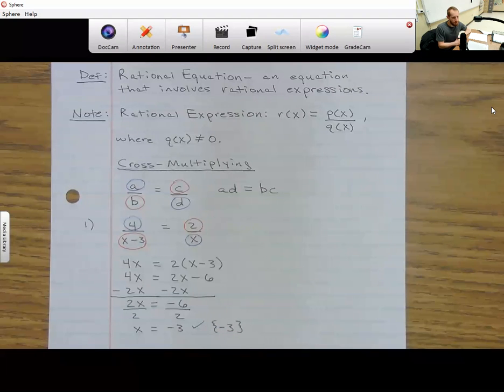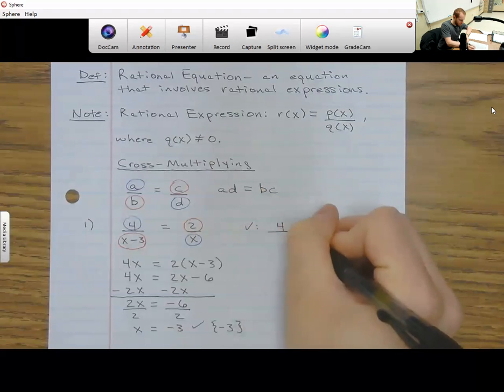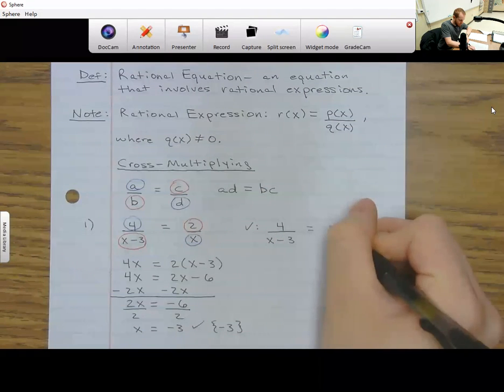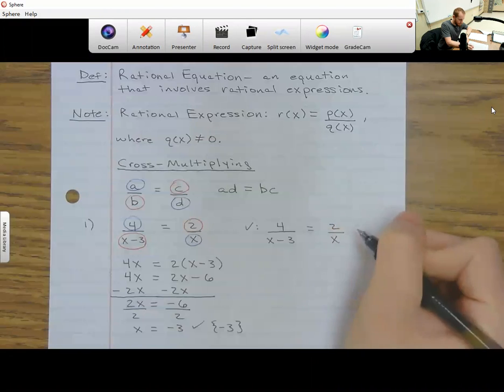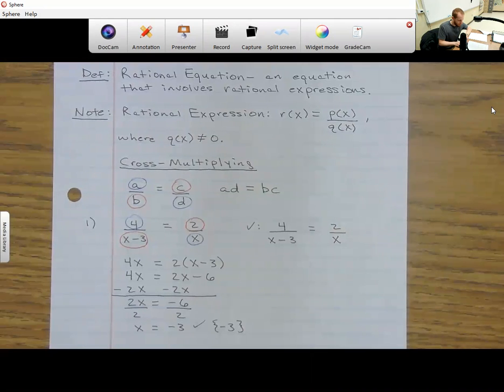Now the last thing I'm going to do is check it. So I'm going to come over on the right side and we're going to check this answer. And the way I'm going to do it, just like every single time, is I keep the original equation the same. I just replace every single x with my answer that I found, that negative 3 right there. So let's go ahead and check it. I'm going to rewrite the original, not plugging in anything yet, just keeping everything the same. So I've got 4 over x minus 3 equals 2 over x.